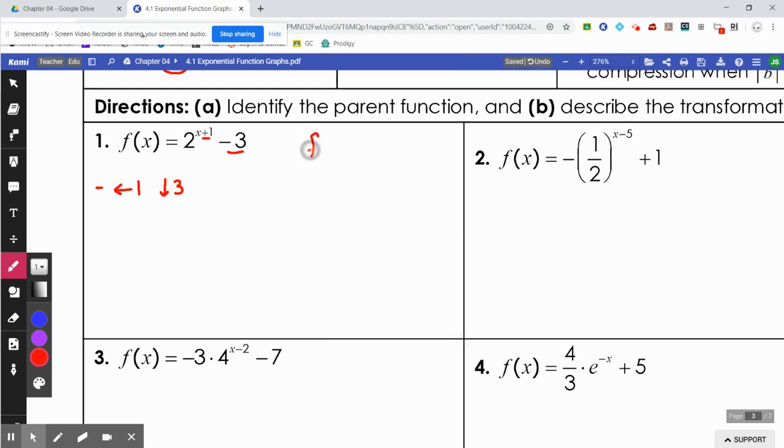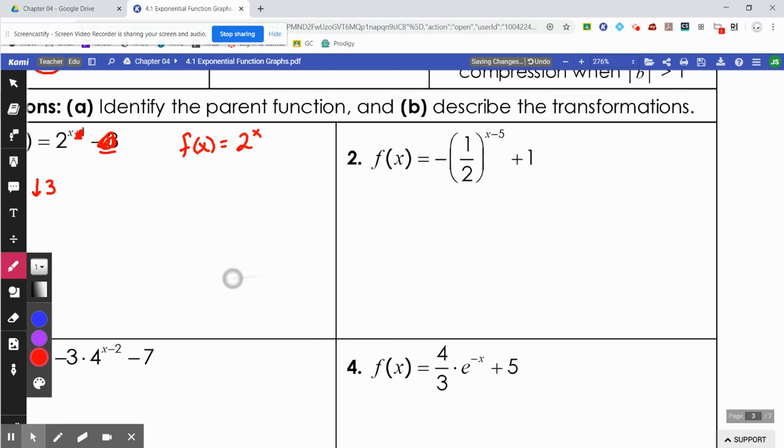The parent function of this graph, if you were to take away that plus 1 and that minus 3 that just transformed it, is y equals 2 to the x. Next one, again, if you take away all the transformations, that gives you your parent function. This negative, this minus 5, and this plus 1 are your transformations. So your parent function here is y equals 1/2, all raised to the x power.